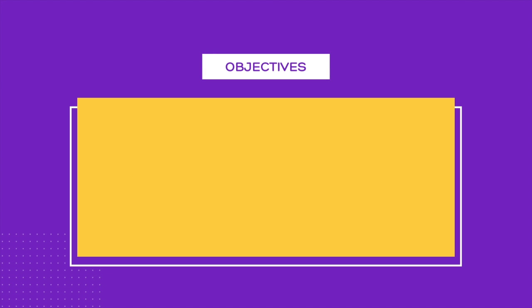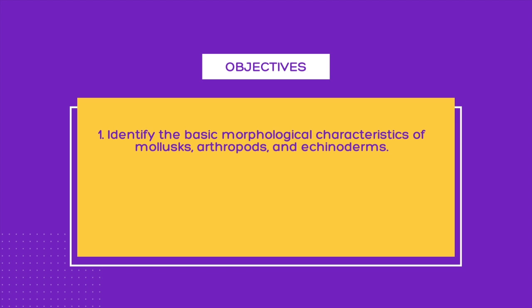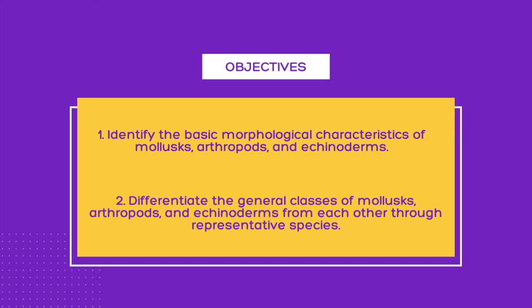By the end of this activity, you should be able to first identify the basic morphological characteristics of mollusks, arthropods, and echinoderms. Second, you should be able to differentiate the general classes of mollusks, arthropods, and echinoderms from each other through representative species.